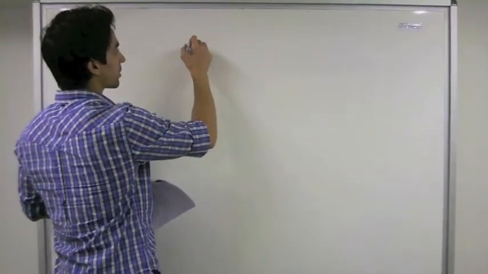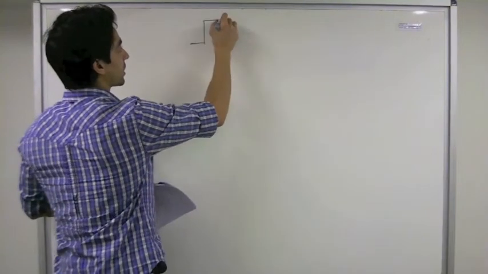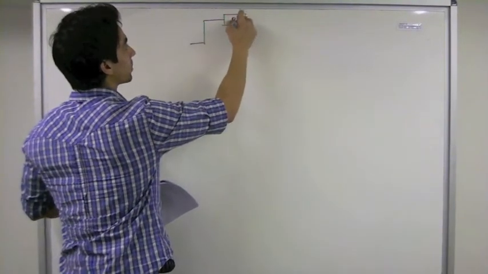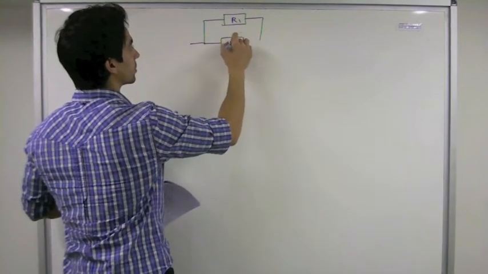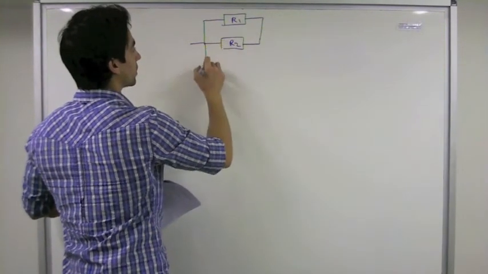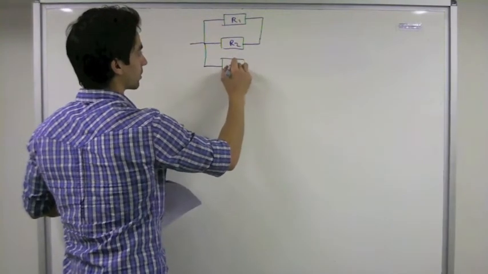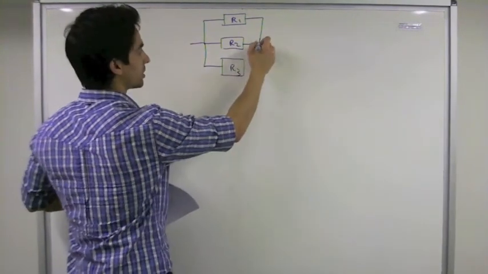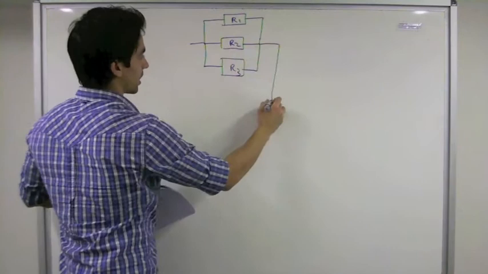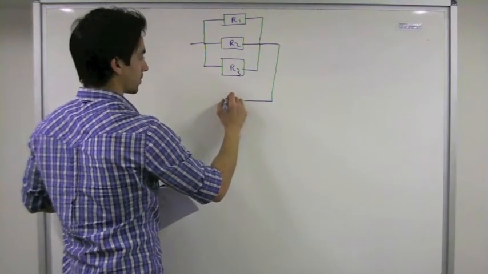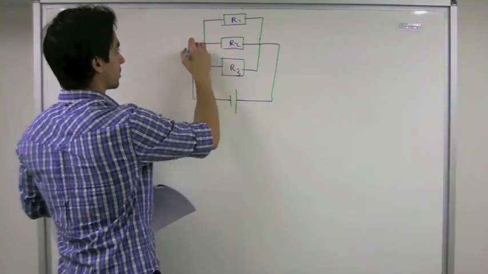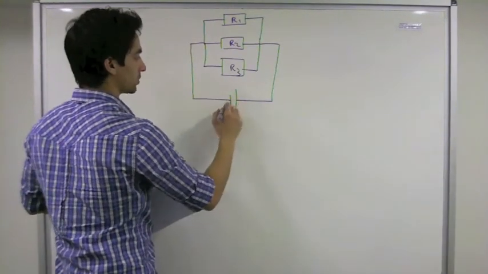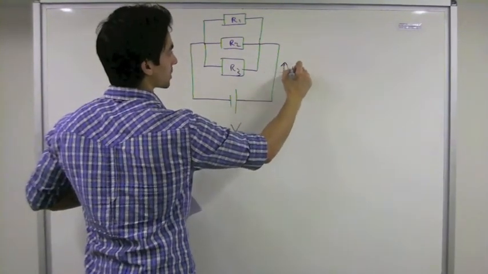Which means that our resistances are actually connected in parallel. R1, R2 and R3. We could also have more, but in this case I am just showing 3. And again we have a battery connected here, and the battery is supplying voltage V and the current moving is I.